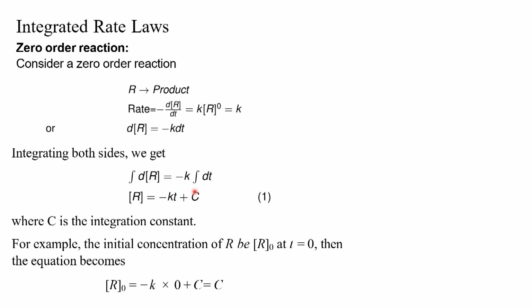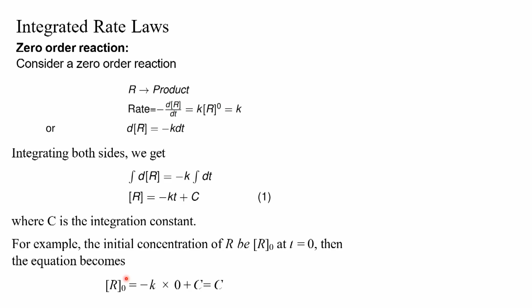So, we can calculate the value of integration constant c by putting t equals 0. At the start of the reaction, the initial concentration of R is R naught, here at time 0. Then if we put time 0 in the equation, minus k times 0 becomes 0. So the integration constant c becomes R naught.